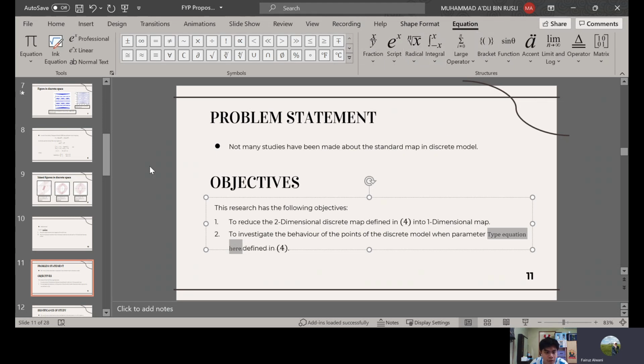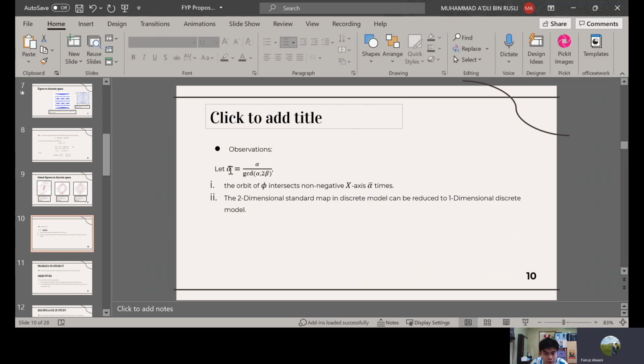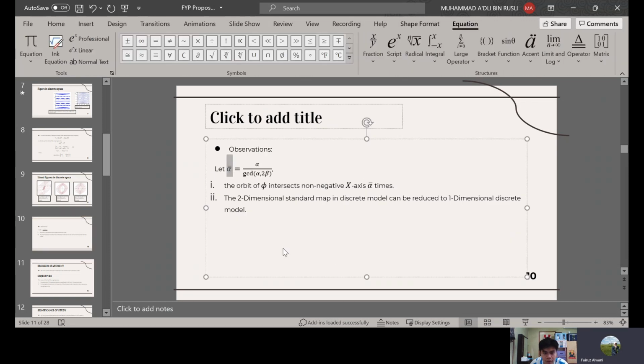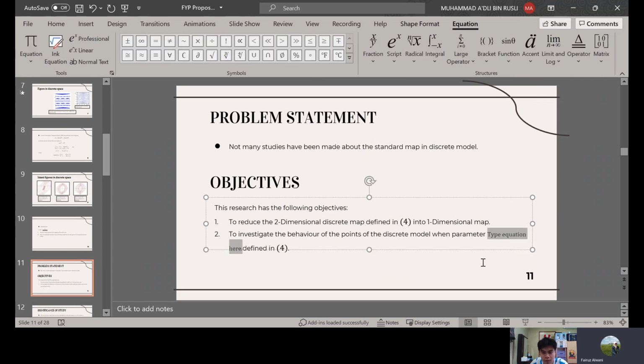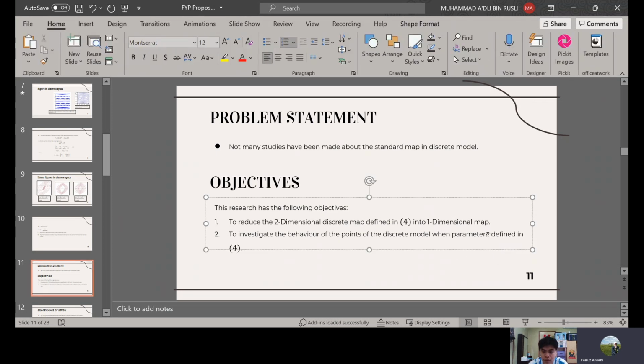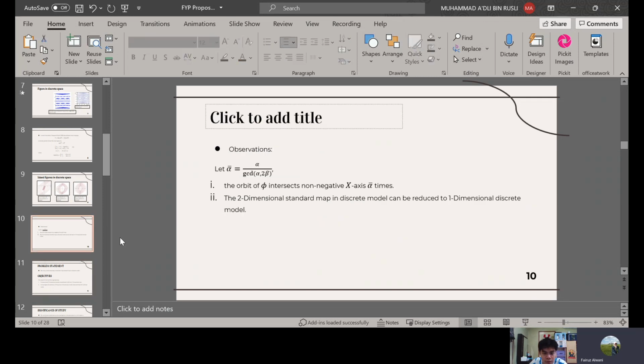Copy paste je. Pergi kat itu. Copy paste je. Dia ambil yang tu lah. Nombor 10 tu, ambil semua. Alpha bar equals to alpha over ni.